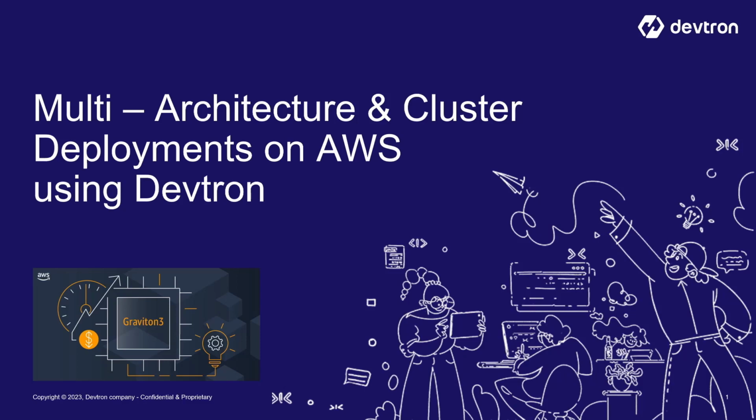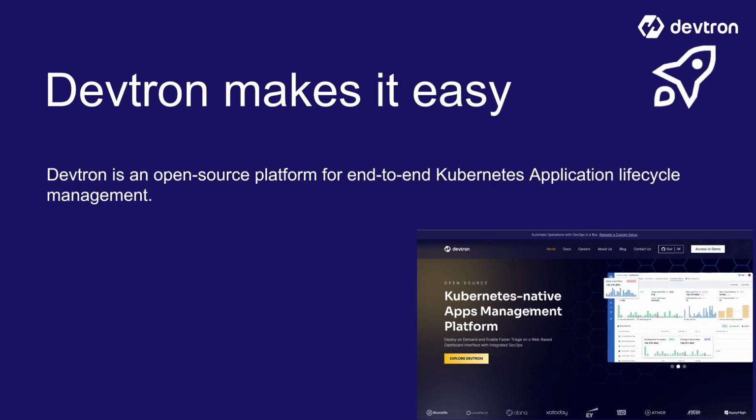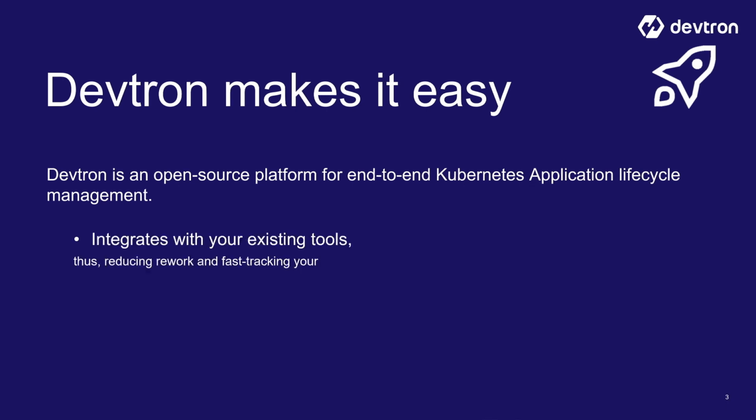Multi-architecture and cluster deployments on AWS using Devtron. Devtron is an open source platform for end-to-end Kubernetes application lifecycle management. It integrates with all of your existing tools and is modular from the ground up.